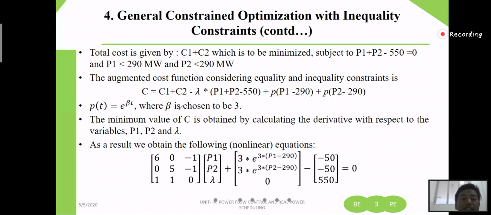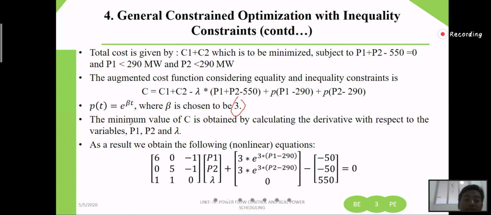Actually, it is a trial and error method, how we choose the value of beta. But it should not be less than 0, which means minus 1, minus 2 should not be there. It should be greater than 0. You can go up to 100 also, and above. But here we'll choose 3 and see how it goes.